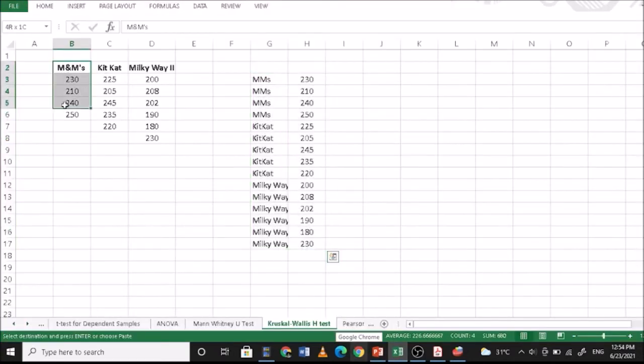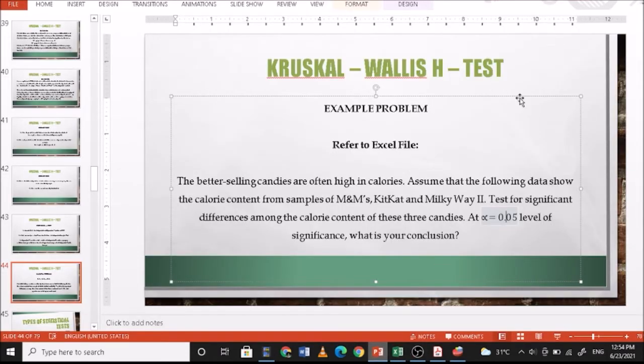As an example here, the sample sizes of the given data are not equal. There are only 4, 5, and 6, so you cannot assume that it's normal because the total is 15. You cannot assume normality. So we use the Kruskal-Wallis H test, and we do the test.